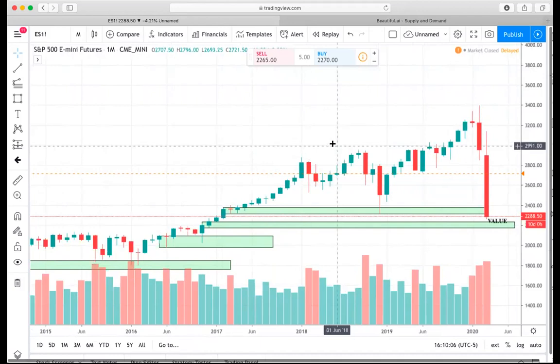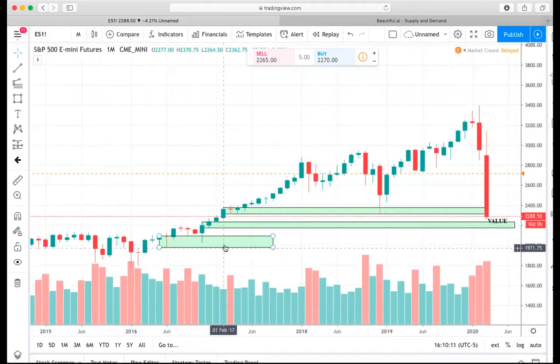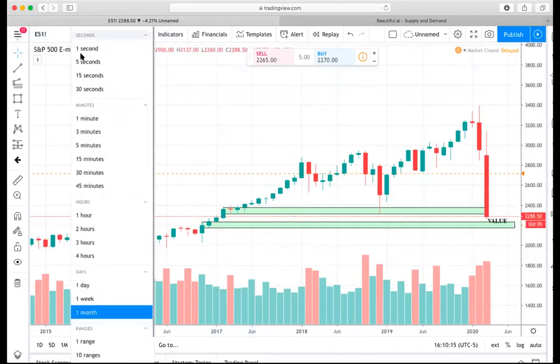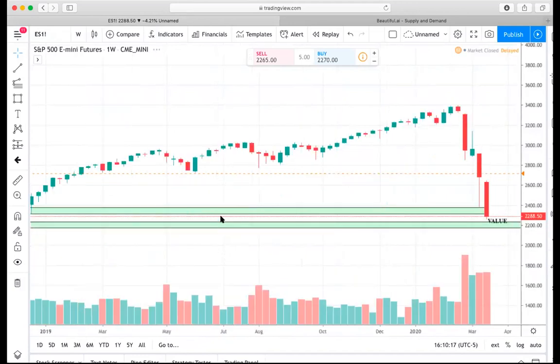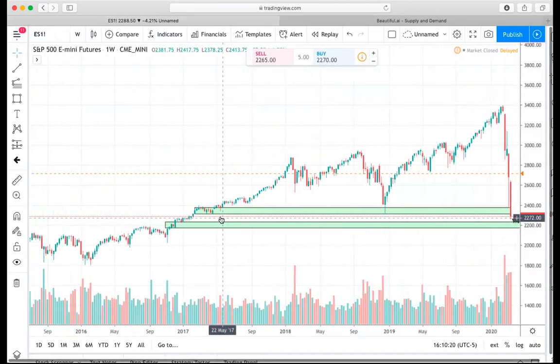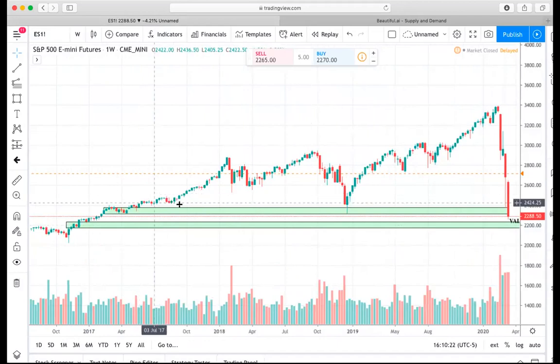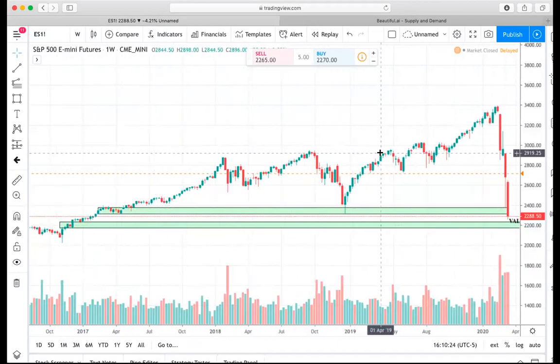And then I'll go to some smaller time frames. I'll get rid of some of these lines since they're so far away and they've been tested. So I'll get rid of some of those lines and we'll go to a weekly chart and see what's next. Same thing here. You see it test down here, skyrockets.